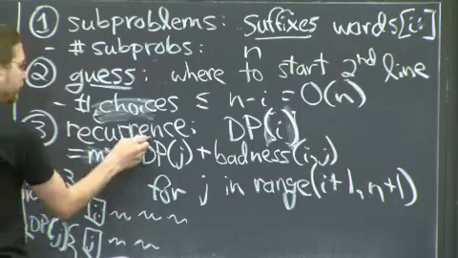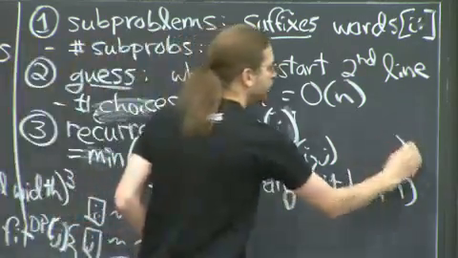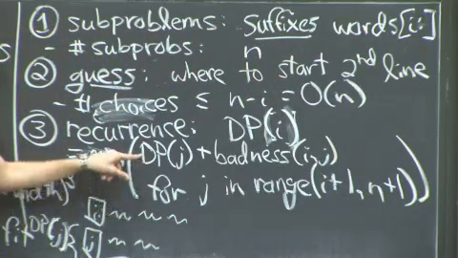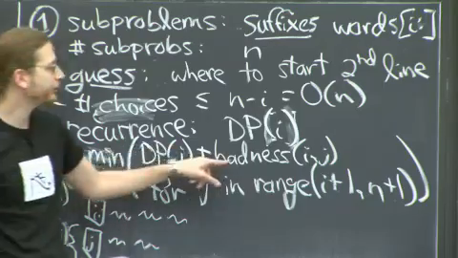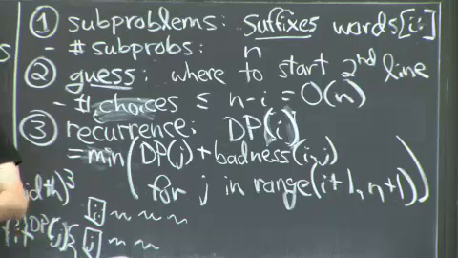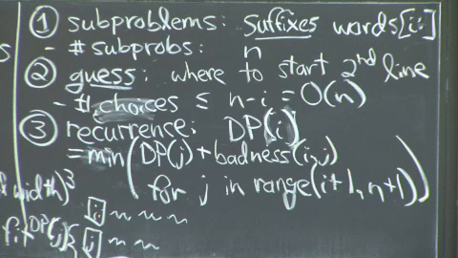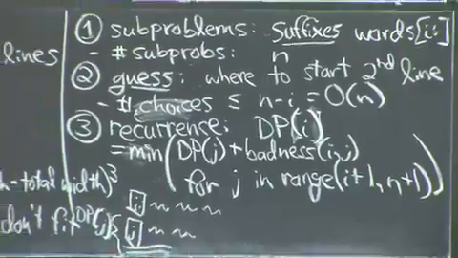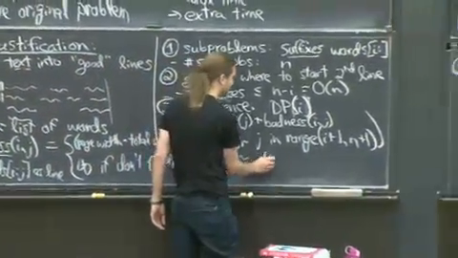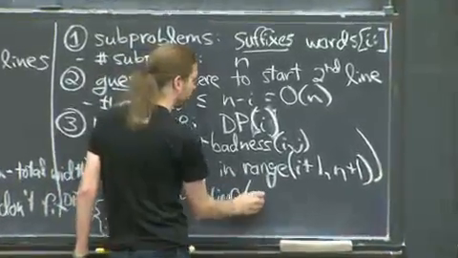So I want to minimize the sum of the badnesses. For every guess of j, I compute the cost of the rest of the problem plus the cost of that first line. And this is, in some sense, checking all possible solutions magically. OK, that's the recurrence. We need to check some things. Right now we just want to compute how much time this costs, the time per subproblem.